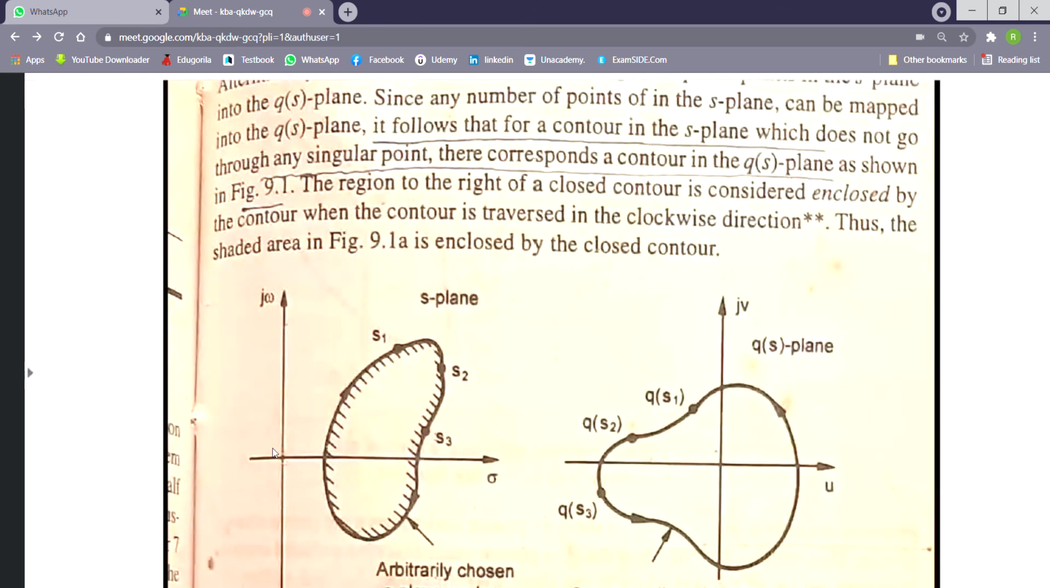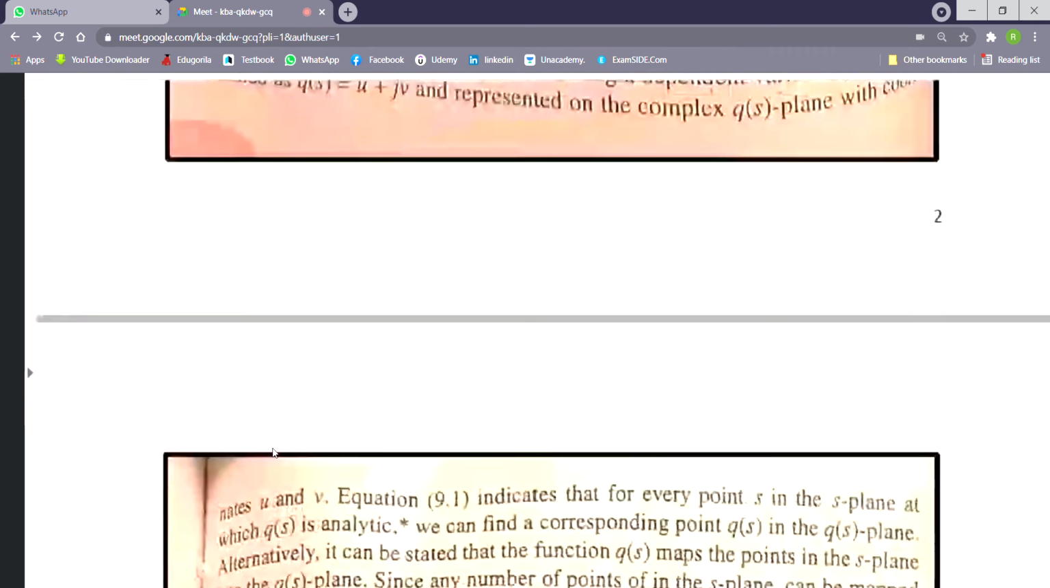Clear, ma'am. Okay. Now, next, let us consider a closed contour like this, a closed contour on the S plane. The assumption is that the closed contour has been chosen in such a manner that it will not pass through any singular point of Q(S).